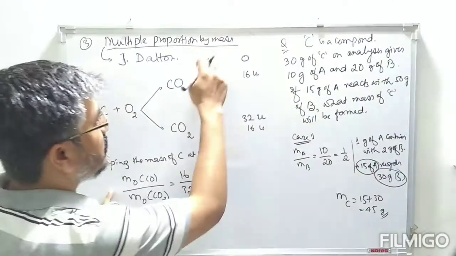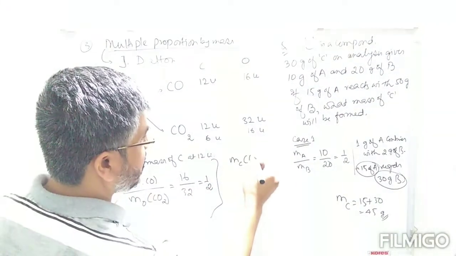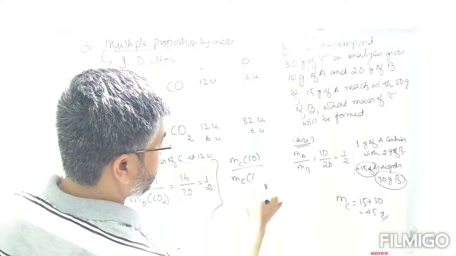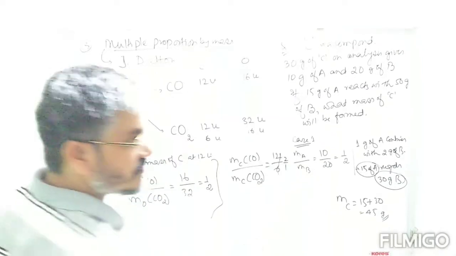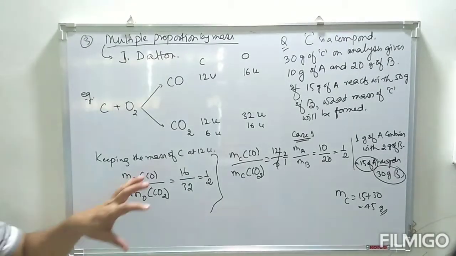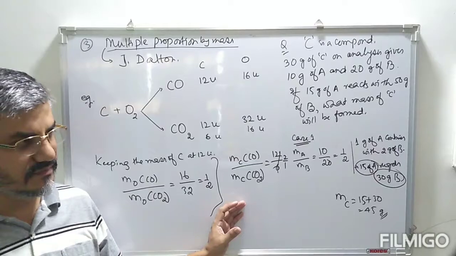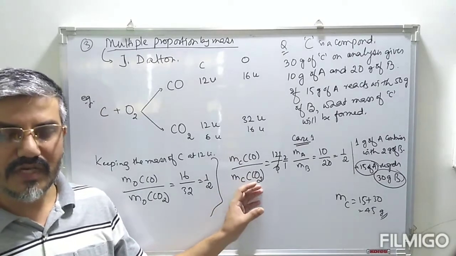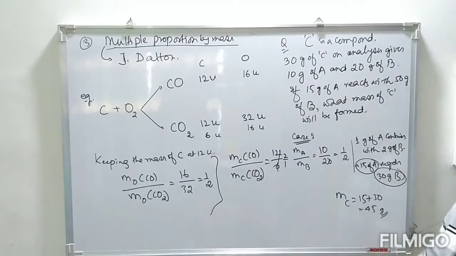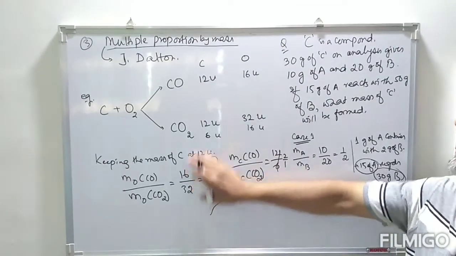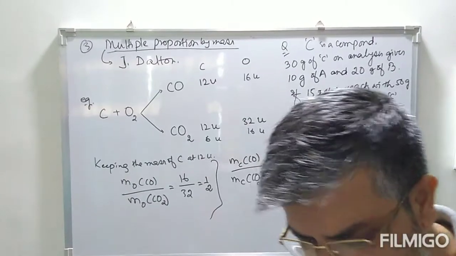Now keep the mass of oxygen fixed at 16, take the mass ratio of carbon: mass of carbon in carbon monoxide to mass of carbon in carbon dioxide. So this is 12 by 6. Again, this comes out to be a 2:1 ratio. So whenever two elements combine to give you two or more compounds, the combining atomic mass ratio of one component for the fixed mass of the other component will always bear a simple whole number ratio. That is what we call multiple proportion by mass.